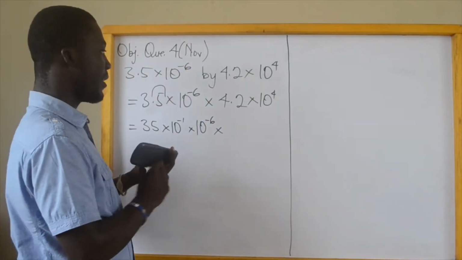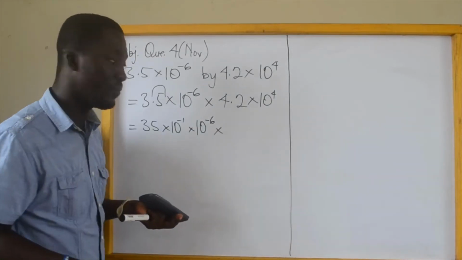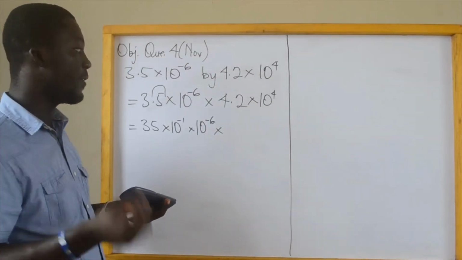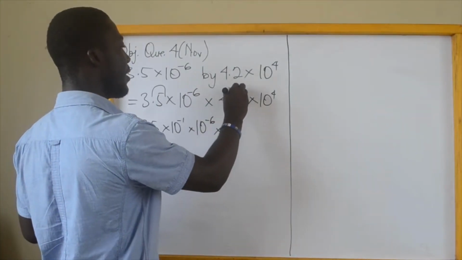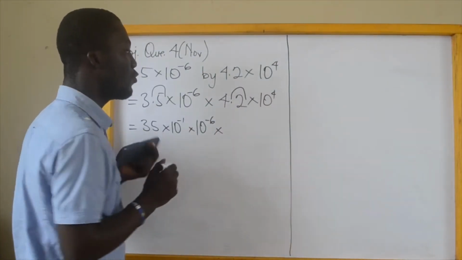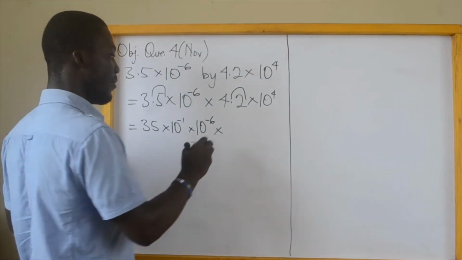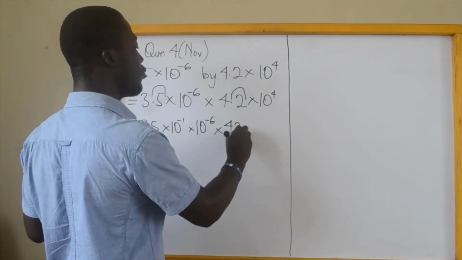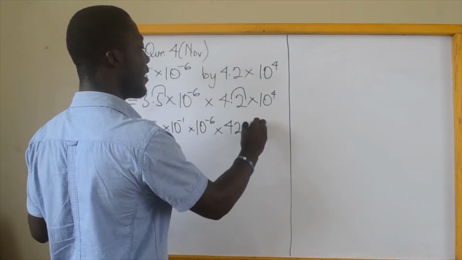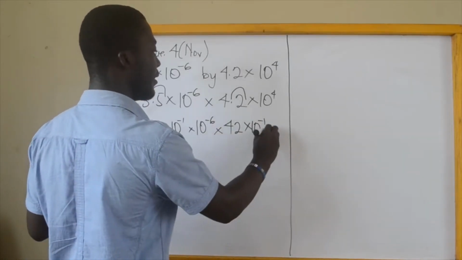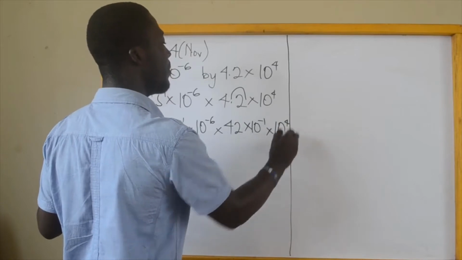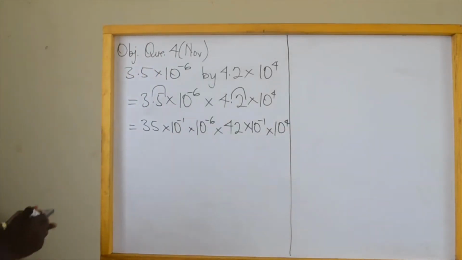Now we want to make the 4.2 a whole number for the 2. So we'll stand at this place and move to the right once. So at the end we are going to get 42 times 10 raised to the power, since we moved once, negative 1, times 10 raised to the power 4.